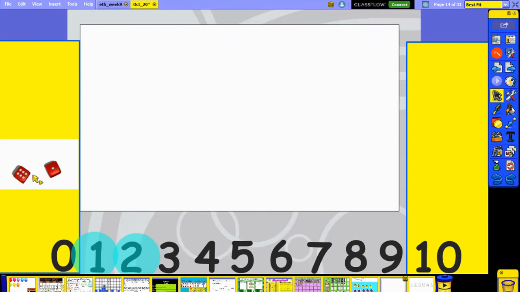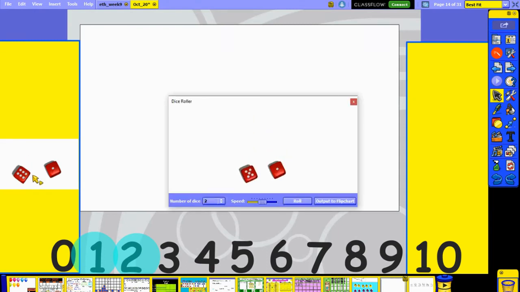Okay, so I've got a new little game for us to play here. My little cards weren't working. We're going to do compare with dice. Okay, so here we go. So we've got 5 and 1. Which one is greater than? 5, right? Okay, let's roll again. Okay, so here's 4 and 3. Which number is greater than? 4, right? Because look, 4 comes after 3.